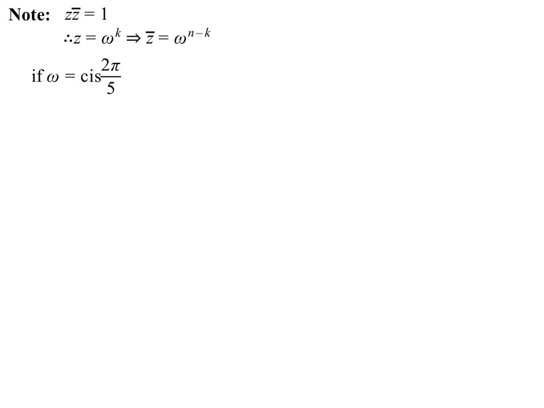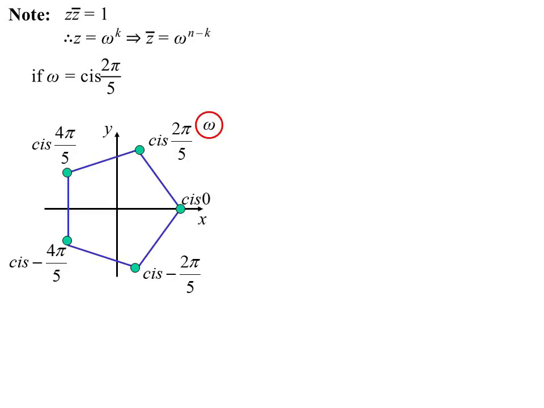If omega was, say, that first one, it's just cis 2 pi on 5. Let's have a look at the positioning. We know the solutions. Cis 2 pi on 5 is up here. Omega squared would become cis 4 pi on 5. So it would be this one over here. Omega cubed becomes cis of minus 4 pi on 5. Omega to the power of 4 is cis minus 2 pi on 5, and then obviously omega to the power of 5 is equal to 1, cis 0.